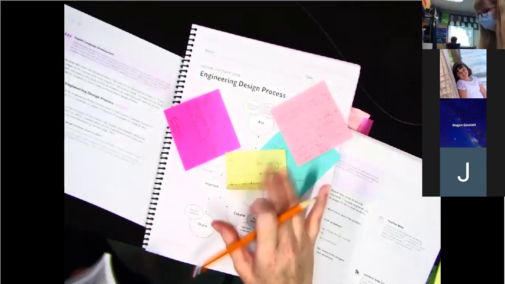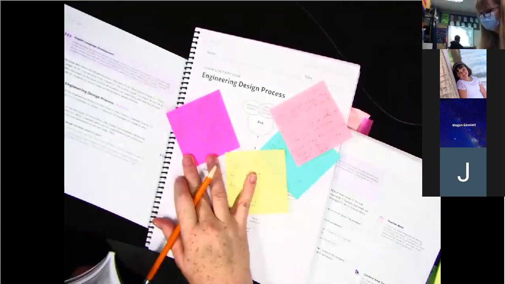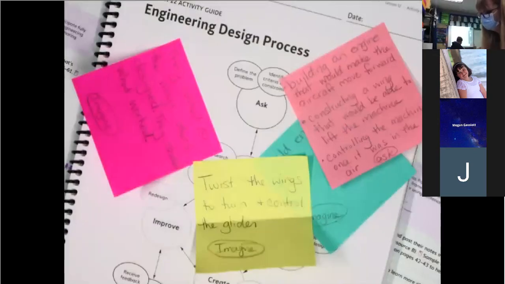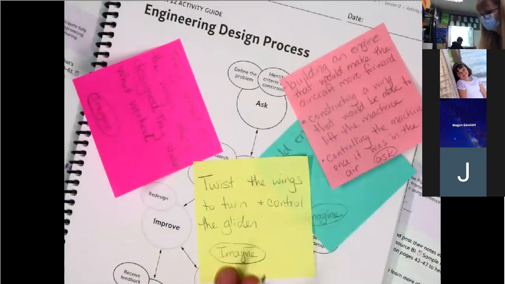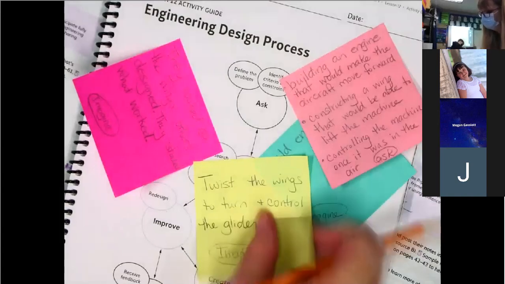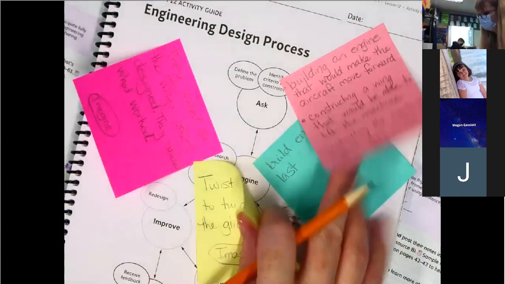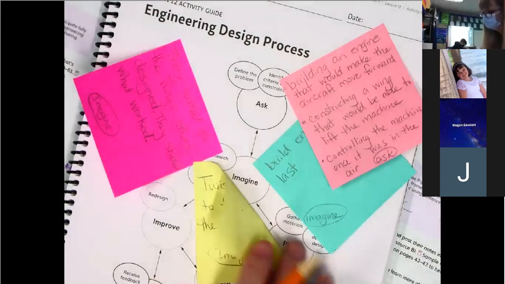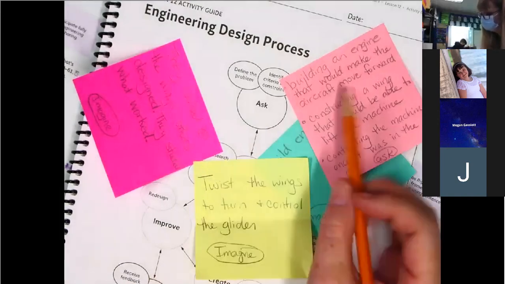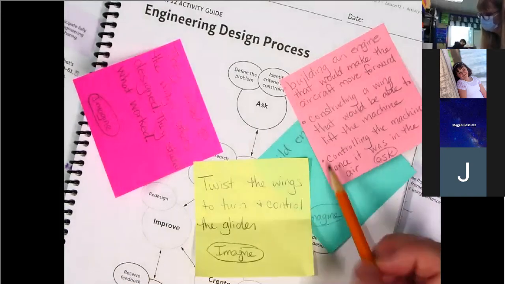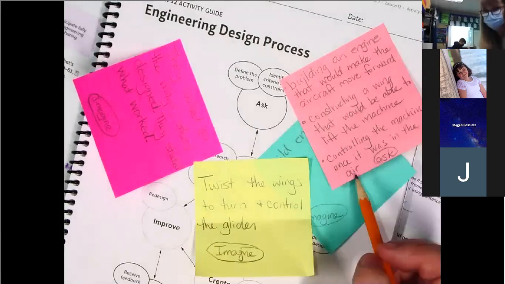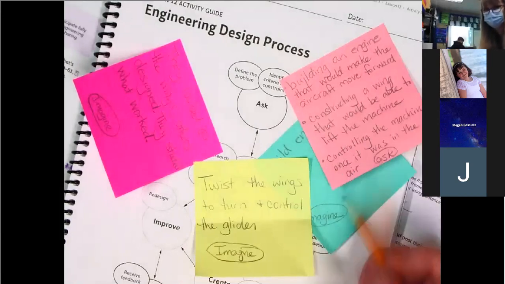Here's my notebook, okay? They looked at the wings others designed, they studied what works. That has to do with imagine. Twist the wings to turn and control the glider, imagine. Build the engine last, imagine. Build an engine that would make the aircraft move forward. Construct a wing that would be able to lift the machine. Control the machine once it was in the air. That has to do with the ask step of the engineering design process.